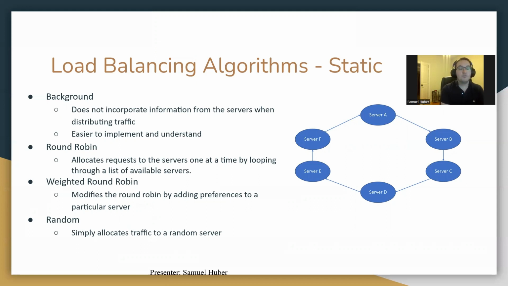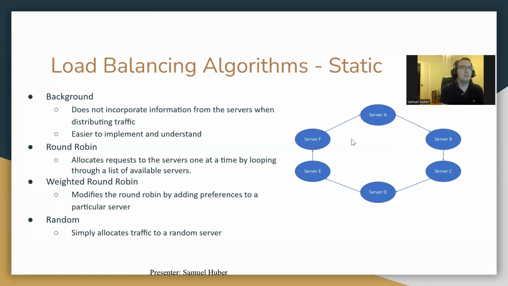One example of a static algorithm is round robin, and that simply allocates requests to one server at a time by looping through a list of available servers. You can see in the side image that the requests are allocated from one server to the next. So the first request goes to server A, the next request goes to B and C, and then D, E, and F, and it just cycles through.